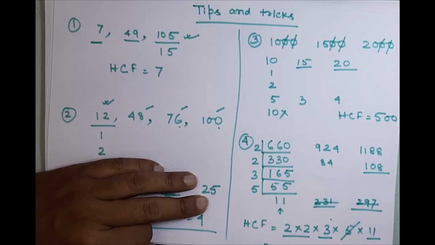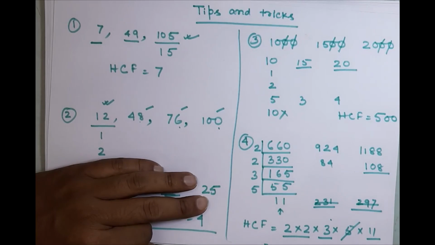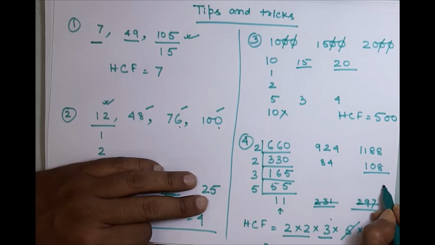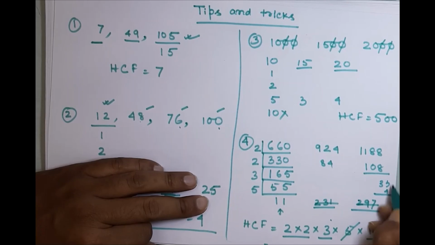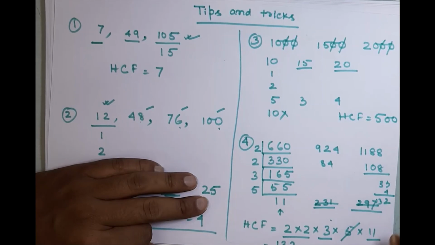So you can easily multiply. Take a pause and please find out the HCF for 660, 924 and 1188. Anyway, I'll do that for you, but please don't look at the answer. You please do it by yourself. So 11 3s are 33, 33 into 4, so 132 will be your HCF for 660, 924 and 1188.